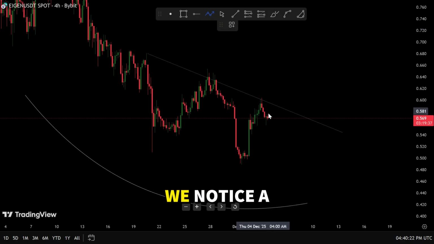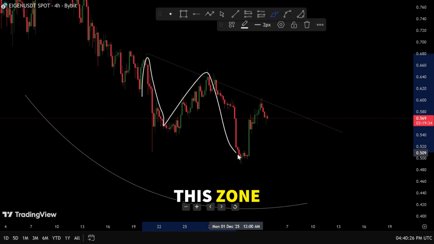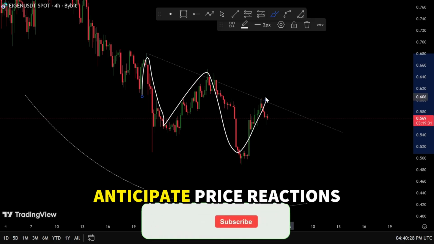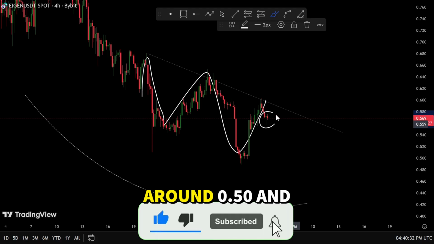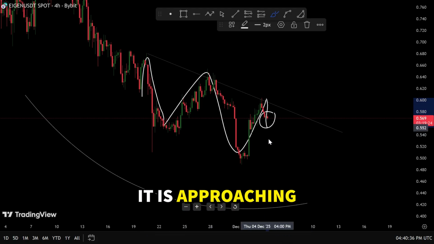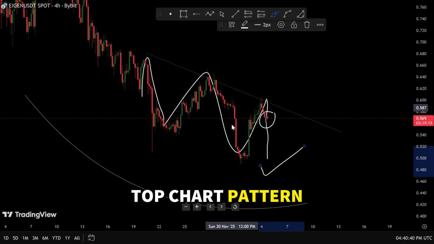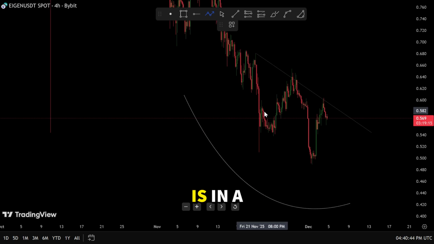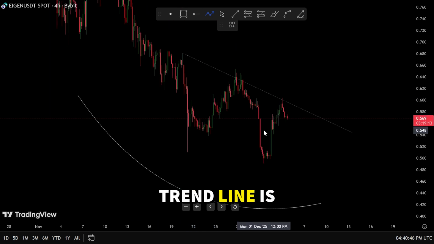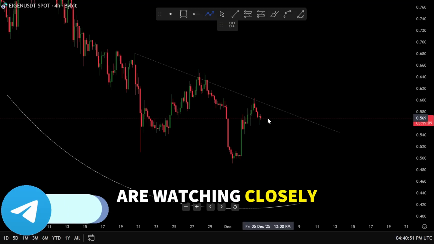Zooming in further, we notice a classic triple top chart pattern formation around this zone, giving us a precise area to anticipate price reactions. Currently, price is trading around 0.50, and as we observe, it is approaching this trend line to potentially complete the triple top chart pattern setup. This reinforces the idea that Eigen is in a downtrend and that this trend line is our key level for trade entries. Here's what we are watching closely.